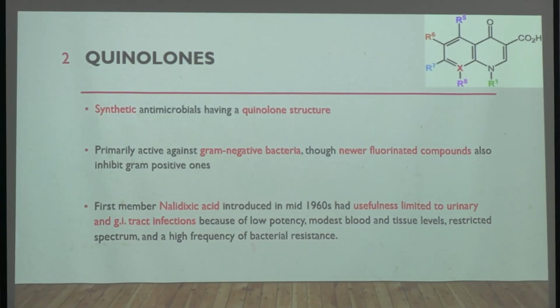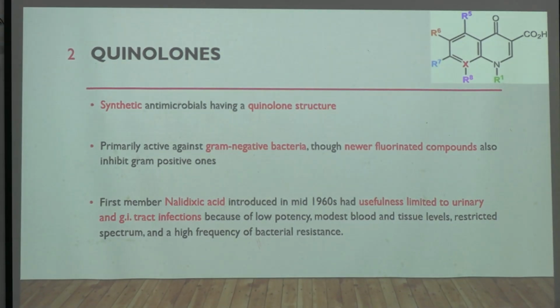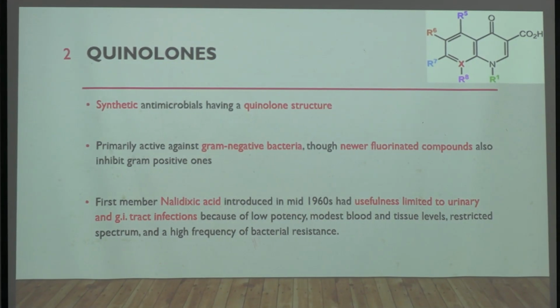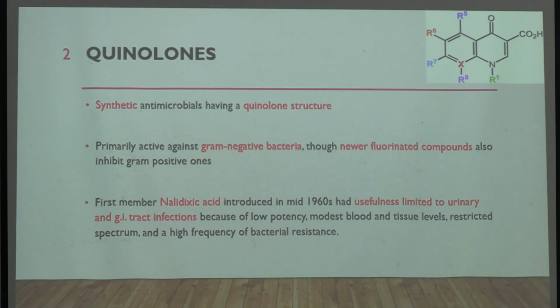The first member in the quinolone antimicrobial group is Nalidixic Acid, which was introduced in the mid 1960s, and it has only limited usefulness against gram negative bacteria in urinary tract and GI tract infection. Why? Because tissue penetration in other organs or tissues is very poor. They attain bactericidal concentration only in the urine and the gastrointestinal tract.